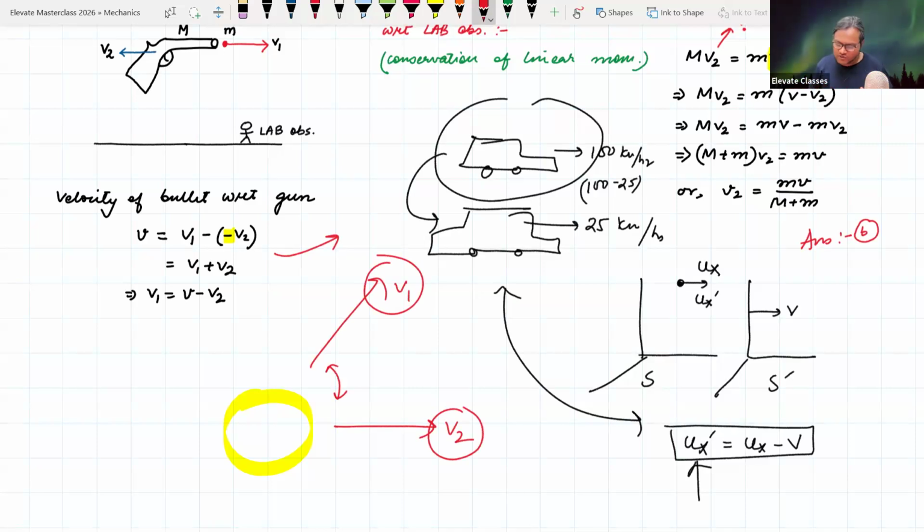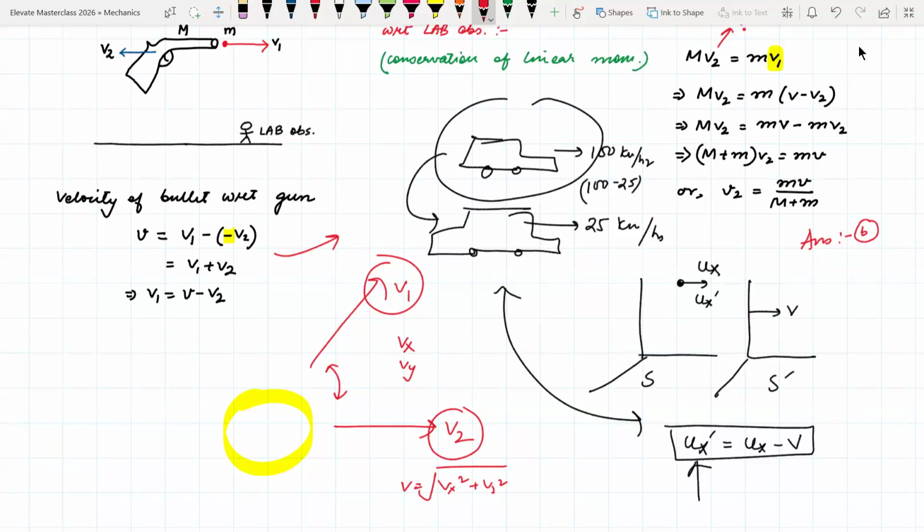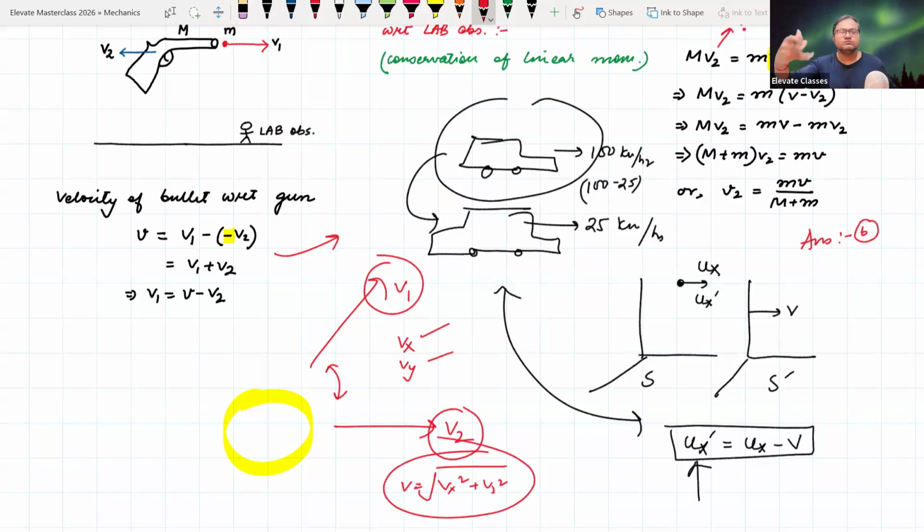So what is the relative velocity vx along the x-axis? What is the relative velocity vy along the y-axis? The final answer is the square root of vx squared plus vy squared. That's it. You take the components, very easy, no problem. You take the relative velocity along the x and y axes separately, and if you want the absolute value of the relative speed, you just take root over vx squared plus vy squared. That's it.